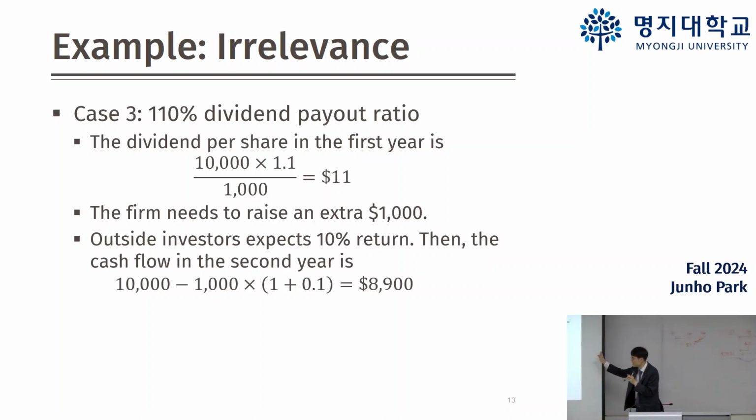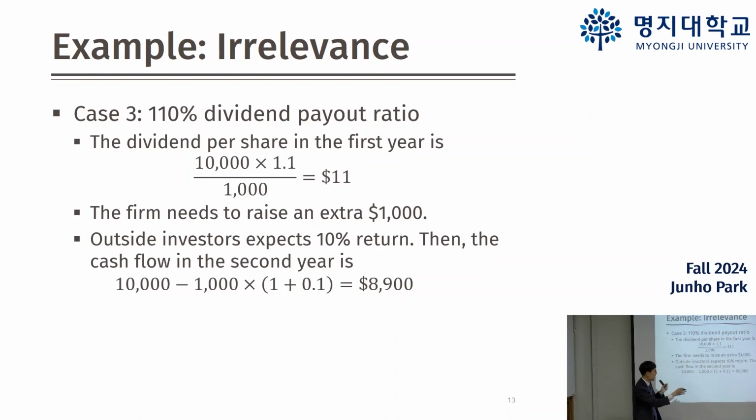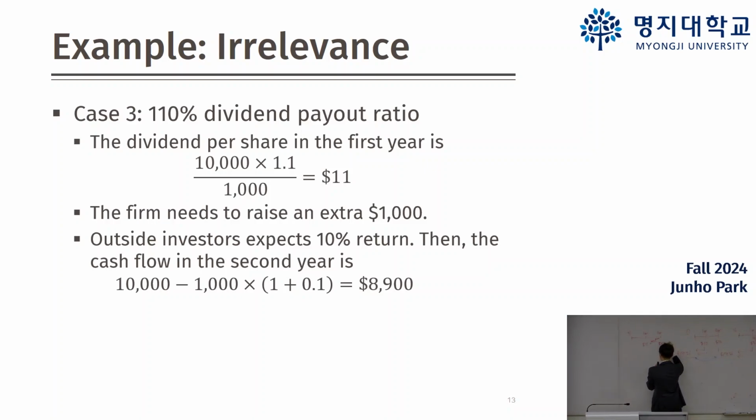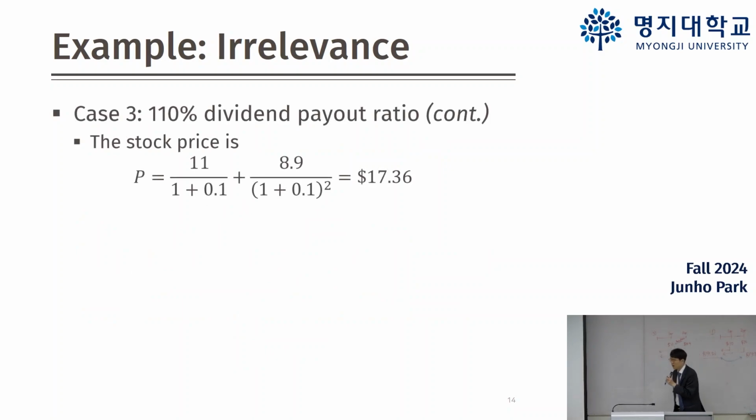So therefore, in the second year, their cash flows decrease as much as what they should pay back to the bank. So in the second year, they only have $8,900. So therefore, what they can give in the second year is reduced to $8.9. And if we calculate the stock price based on these two cash flows, again, shockingly, we get $17.36 as the stock price.